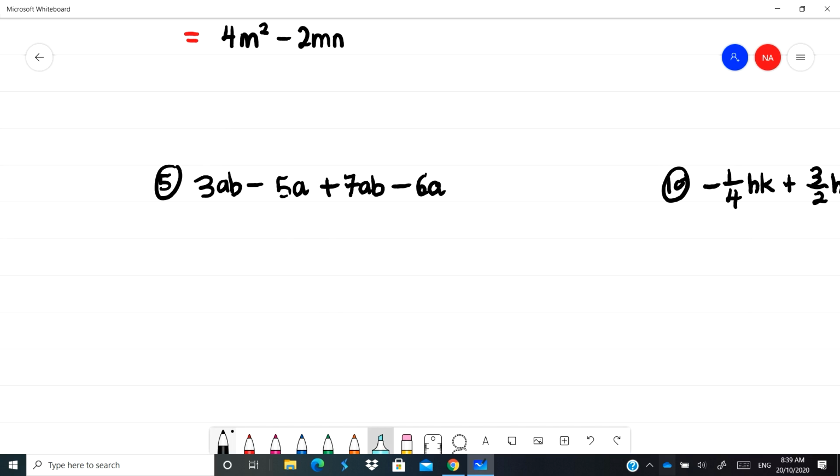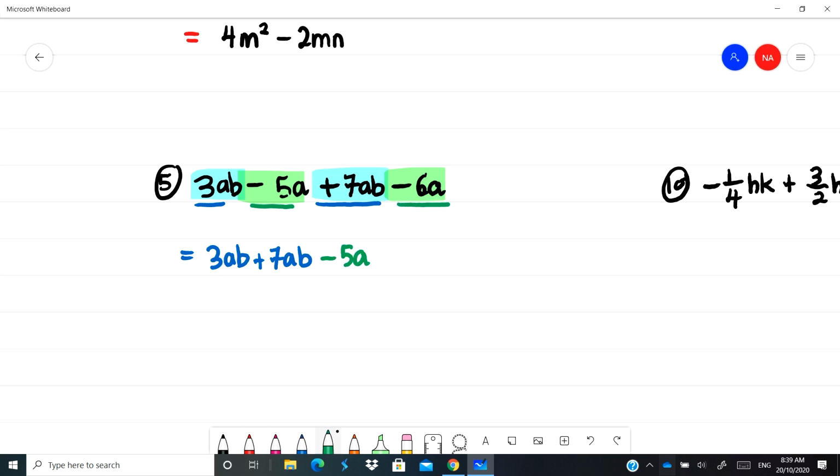Alright, so let's look at number 5. You have this, so look at your variable. So 3ab, mana lagi yang like terms? This one, plus 7ab. You kena tambah yang biru itu. Yang hijau pula, negative 5a dengan negative 6a. Look at your variable to check whether they are like terms or unlike terms. So I'll just rearrange this. I will have 3ab plus 7ab. Saya tulis yang biru ini. Next one saya nak tulis yang hijau: minus 5a, and then minus 6a.